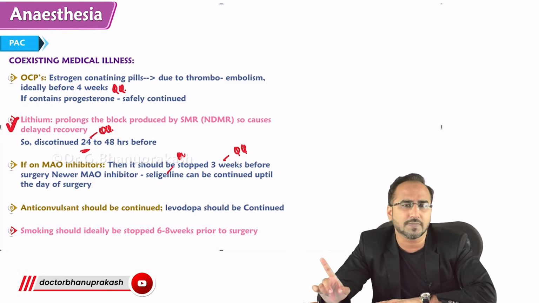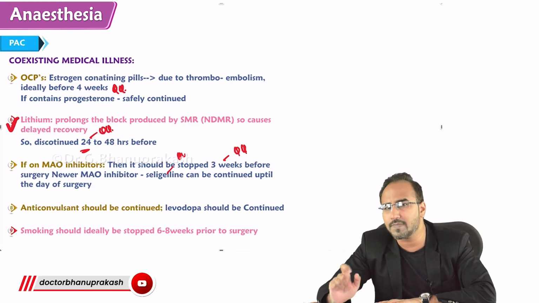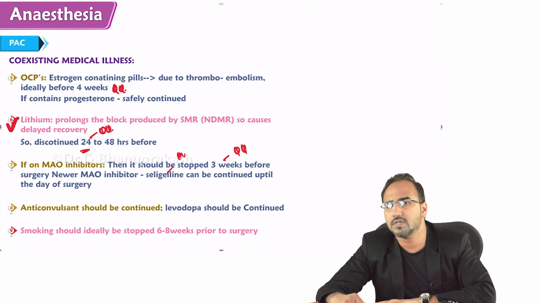Ideally, smoking should be stopped 6 to 8 weeks before surgery. Ideally, clopidogrel needs to be stopped 8 days before surgery. But you don't have the time to stop. What will you do now?